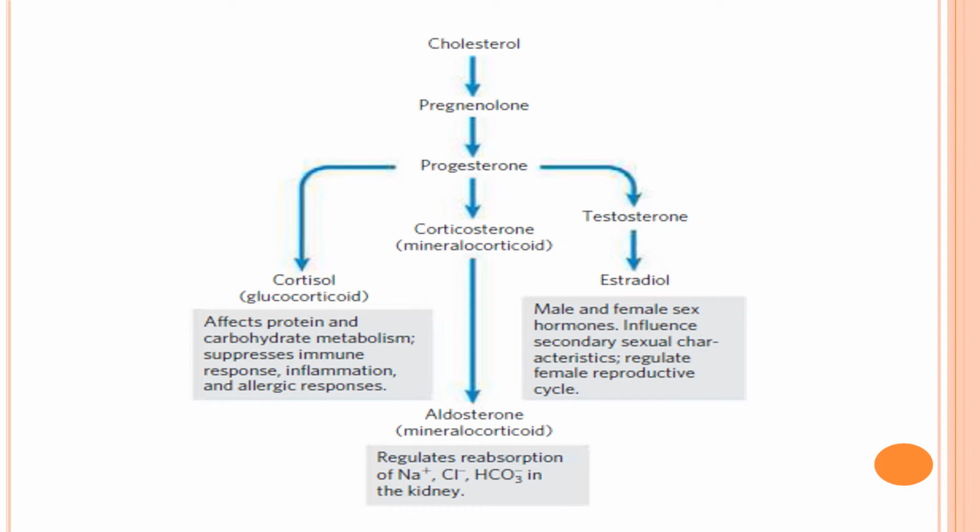So this cholesterol is converted into pregnenolone, and this pregnenolone is converted into progesterone. This progesterone can be converted into three things: cortisol, corticosterone, and testosterone. This testosterone is again converted into estradiol only in the case of females. Both in females and males there is a presence of progesterone as well as testosterone, but in males this progesterone is totally converted into testosterone. In females this testosterone is converted into estradiol.